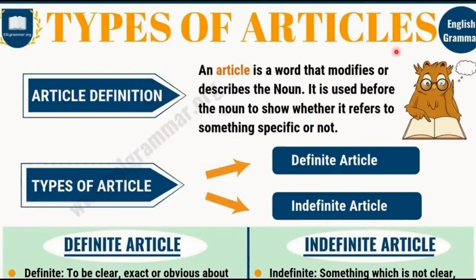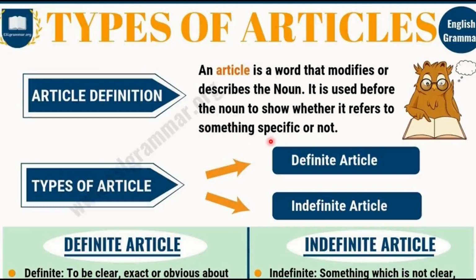First we can look at the definition of an article. An article is a word that modifies or describes the noun. It is used before the noun to show whether it refers to something specific or not. So, the articles are always used before the noun. And it also refers to something special or not.